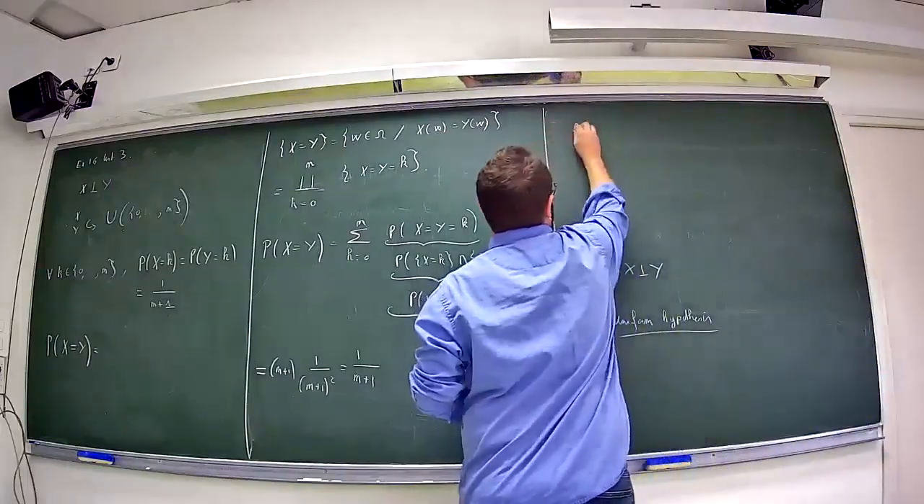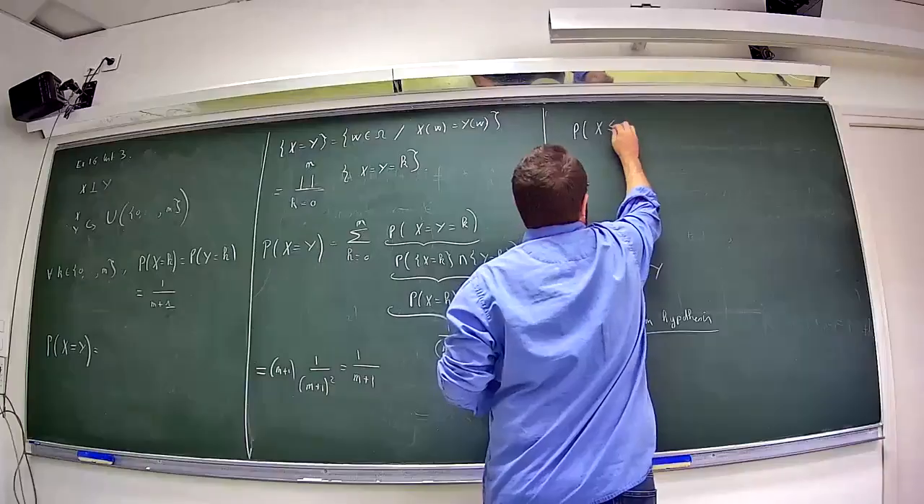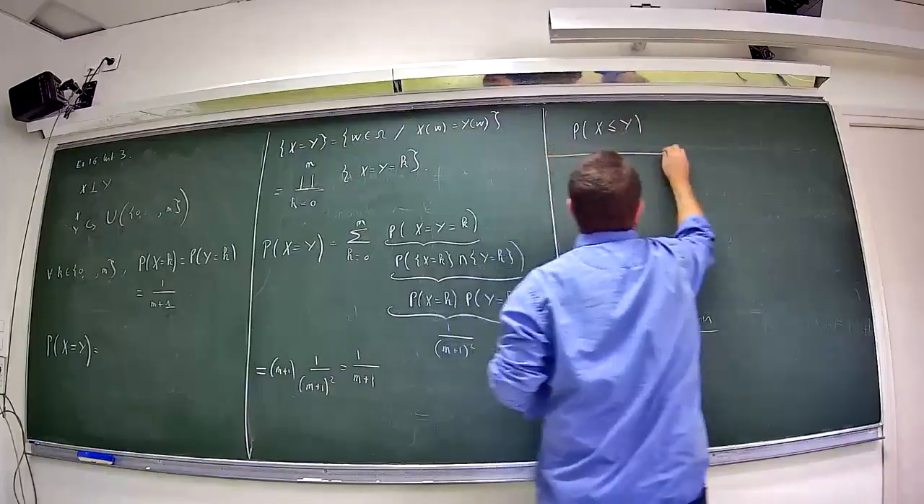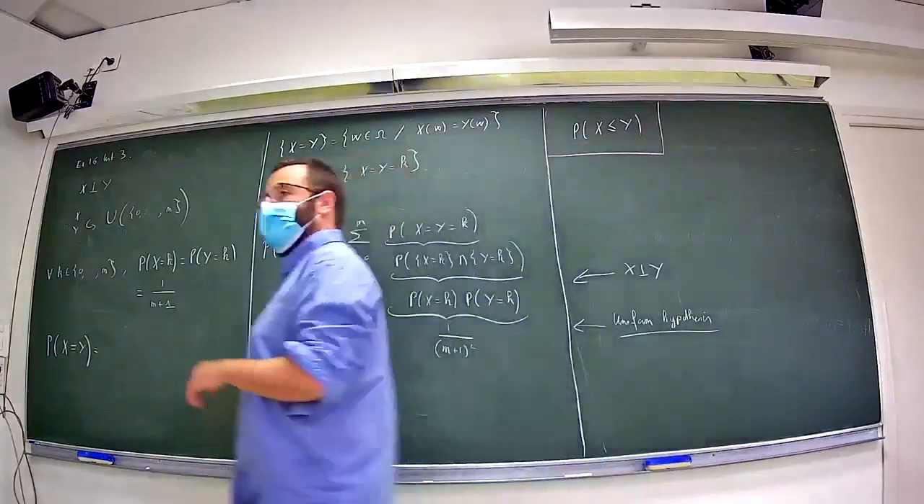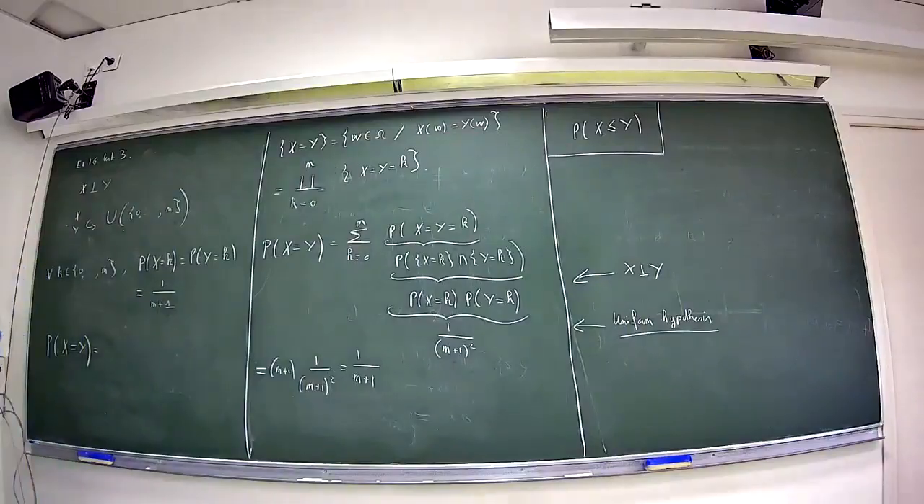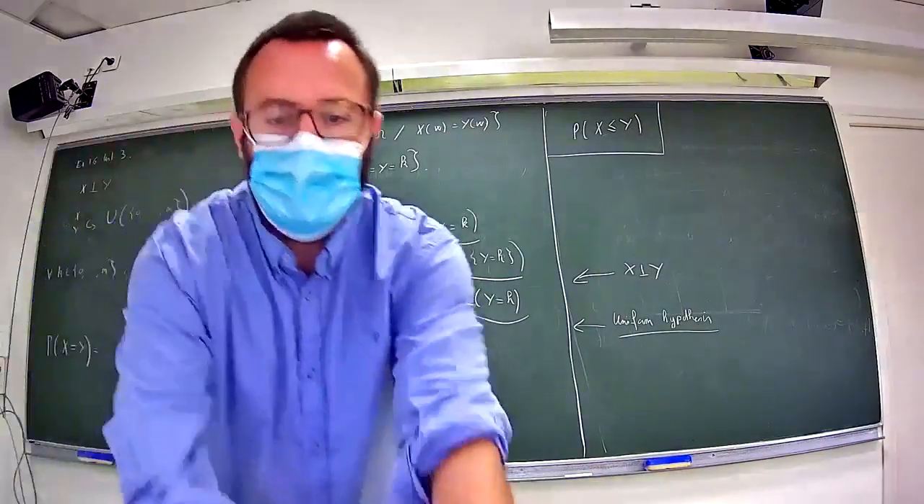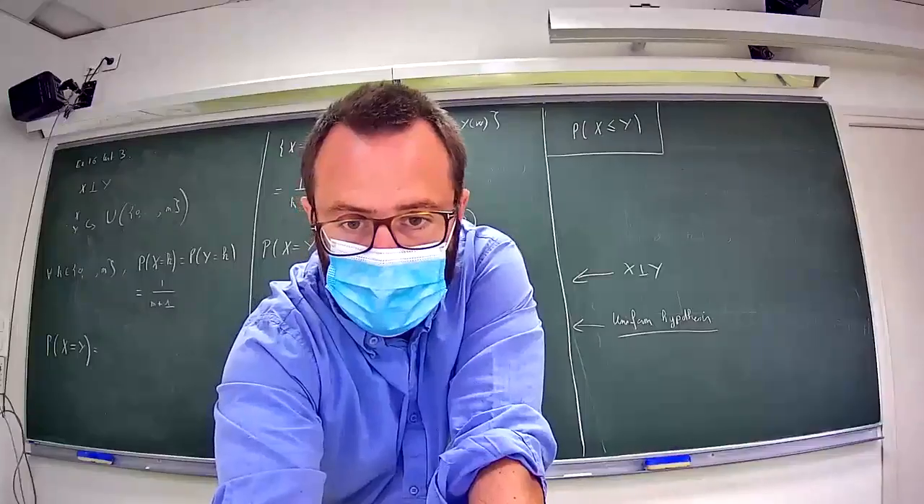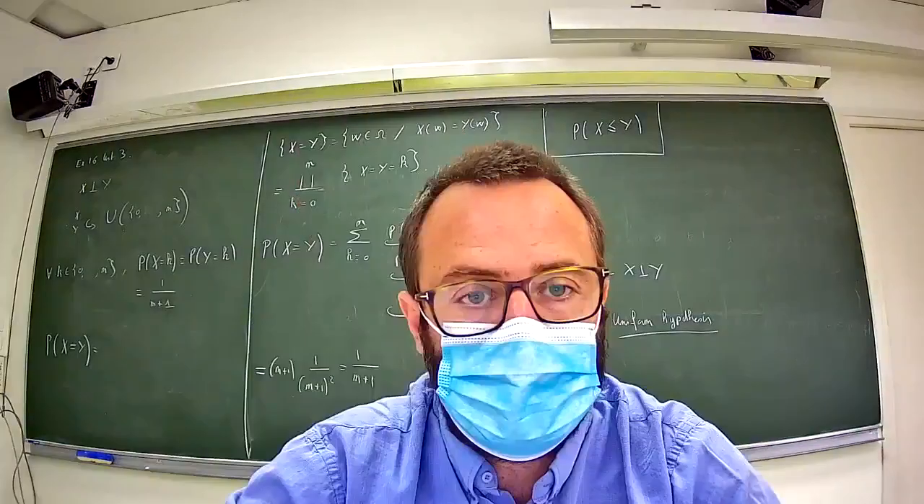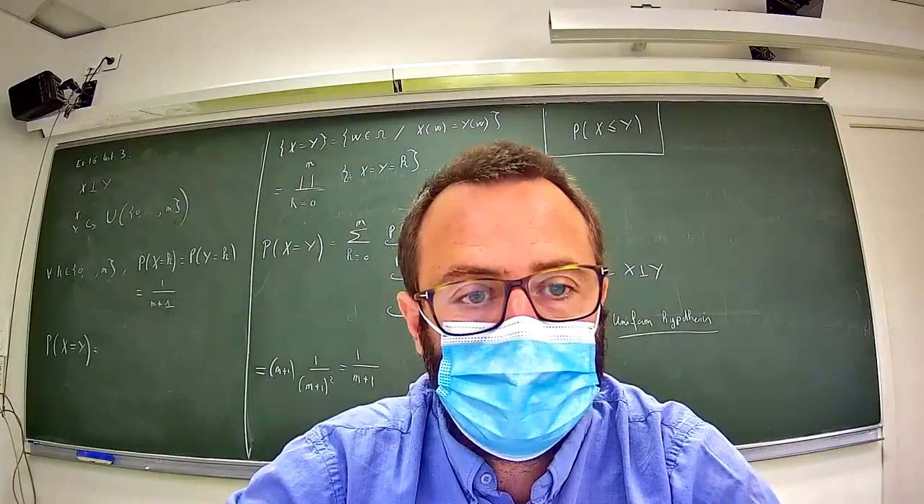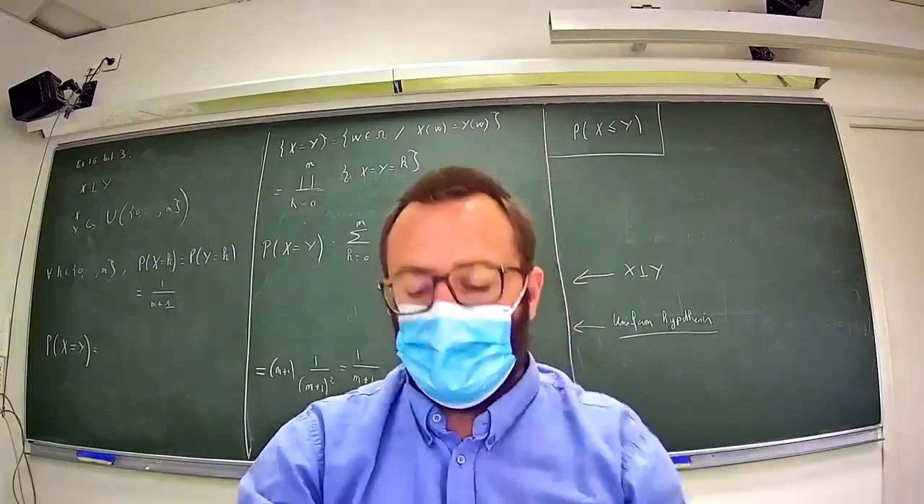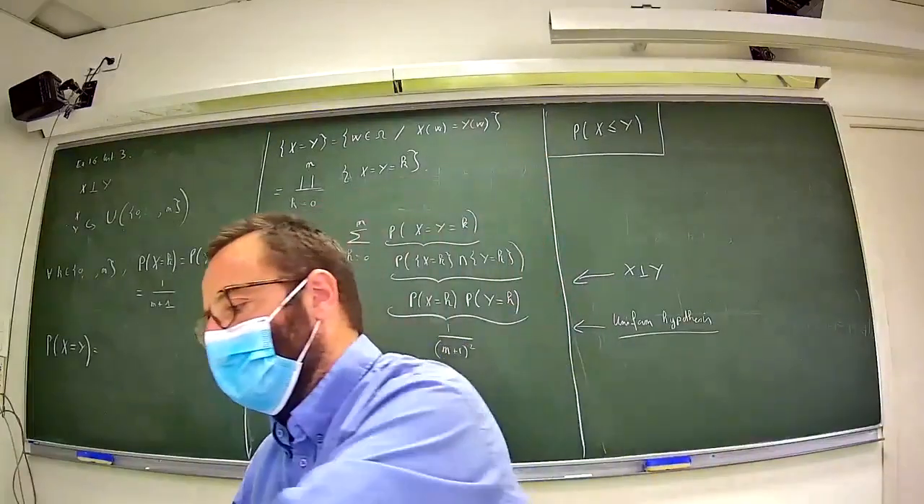Now, the probability that they are less: x is less than y. Okay? And in fact, I will check for attendance now. Okay? I give you time to do this. So we have to compute the probability that x is less than y.